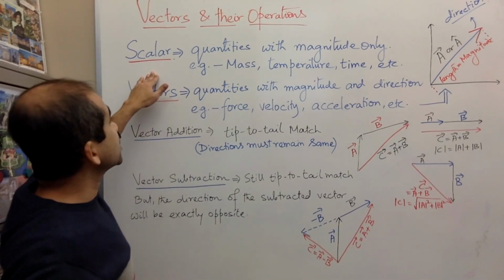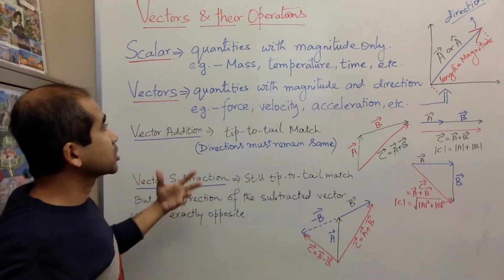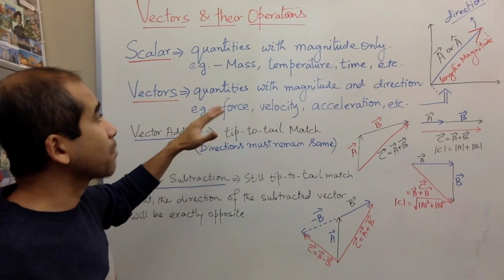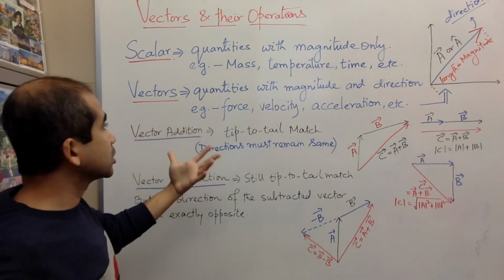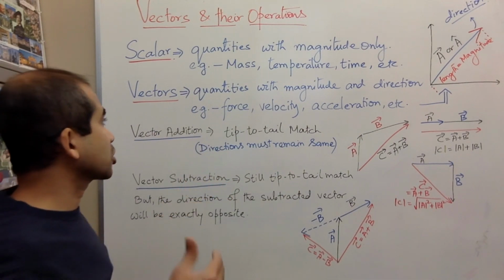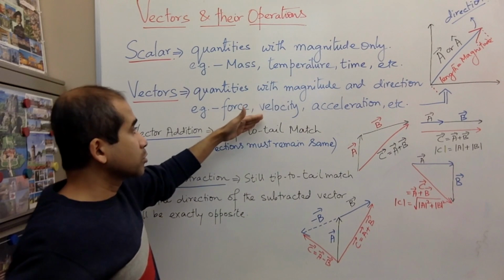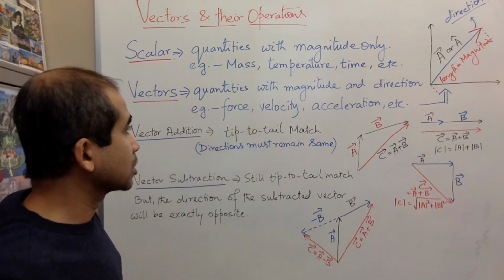Scalar is a quantity with magnitude only. Examples are mass or temperature or time. But vectors are quantities which have magnitude and direction both. So something like force, where direction matters. The direction of airflow, velocities or speed of a vehicle, the acceleration, the direction of the acceleration. These are all important.